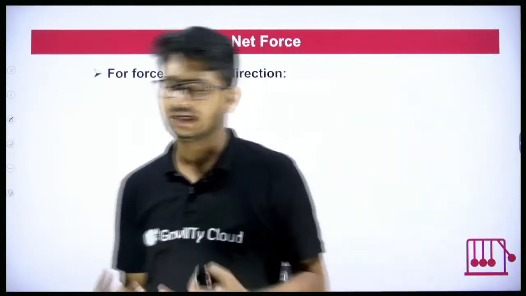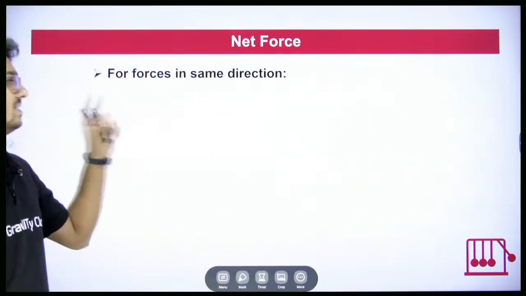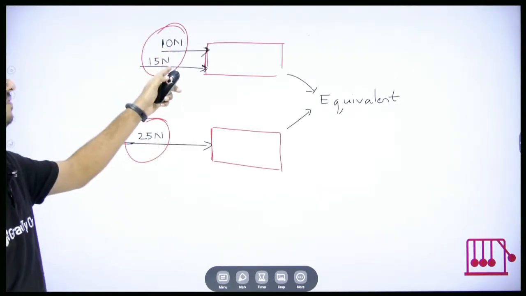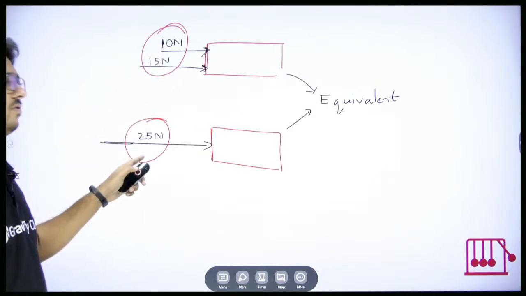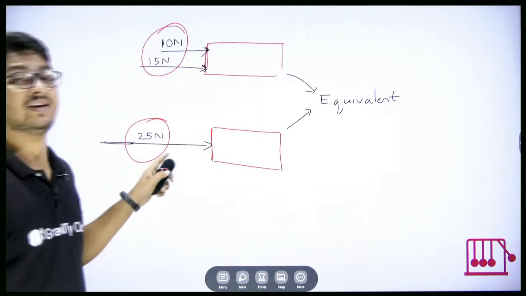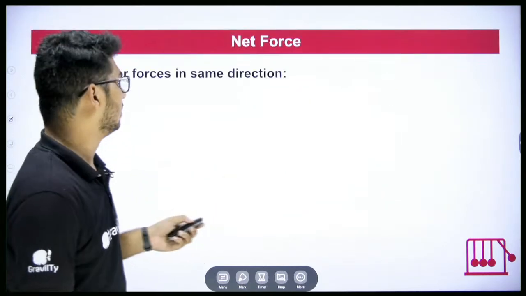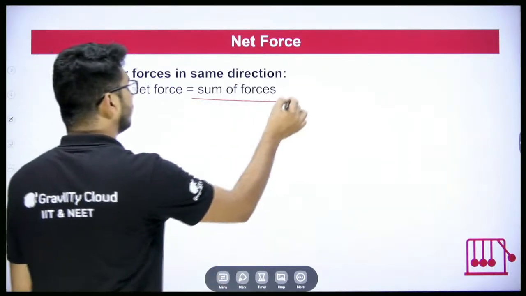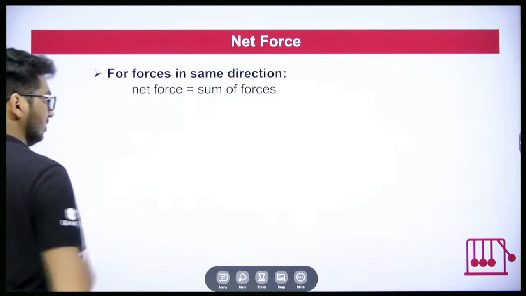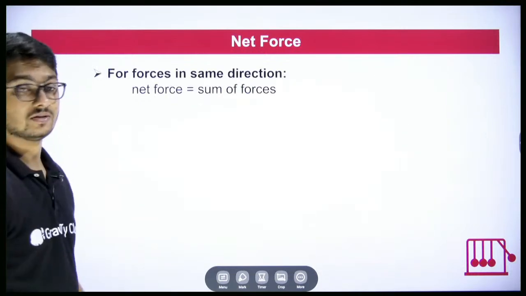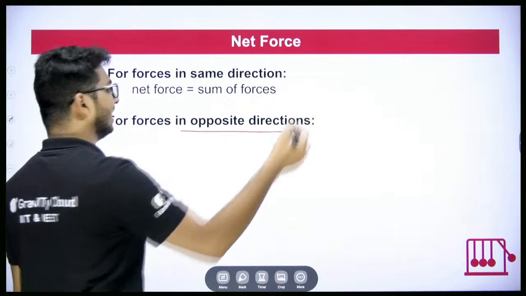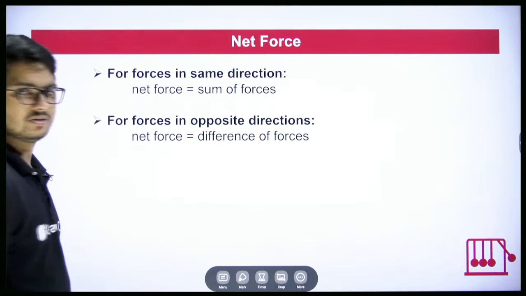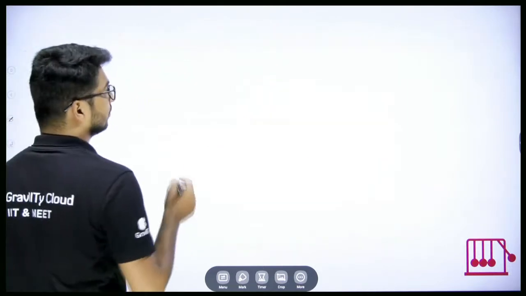So now, just give a statement. For forces in the same direction, we have seen what to do. Like here in this example, 10 Newton and 15 Newton. What did we do to get net force? 10 plus 15, 25. We add the two forces. So for forces in the same direction, net force is equal to the sum of forces. What does sum mean? Sum means addition. But for forces in opposite directions, what happens? It is the difference of forces.